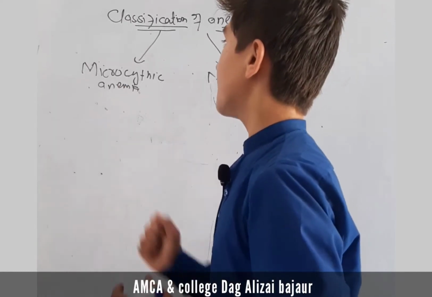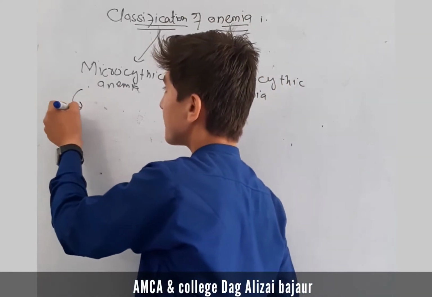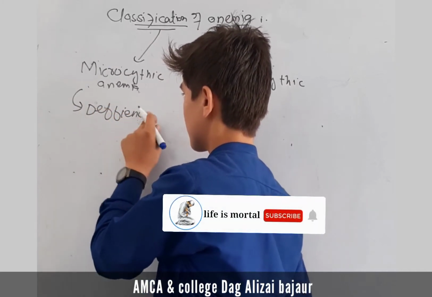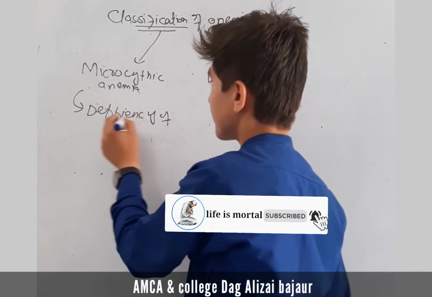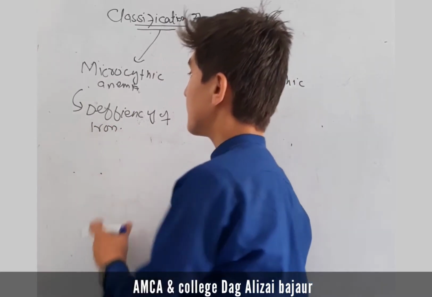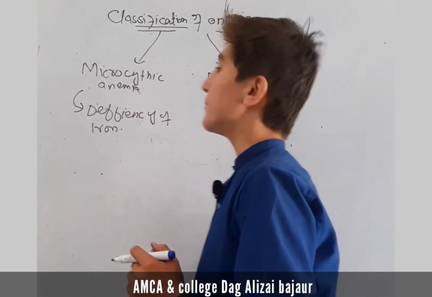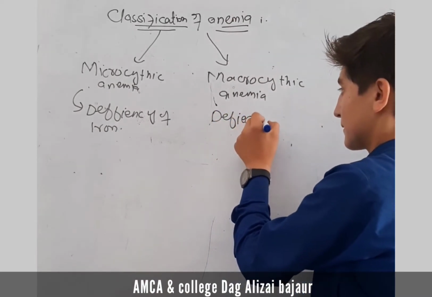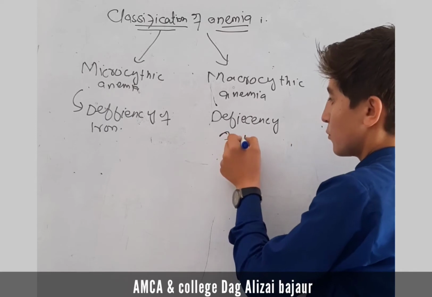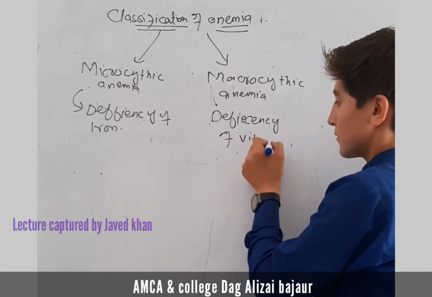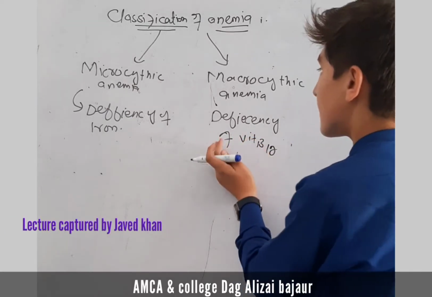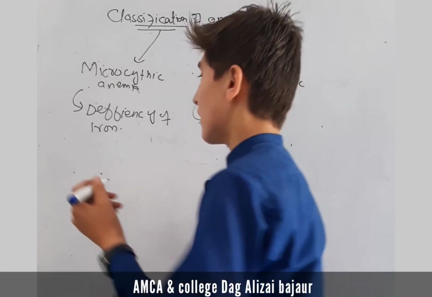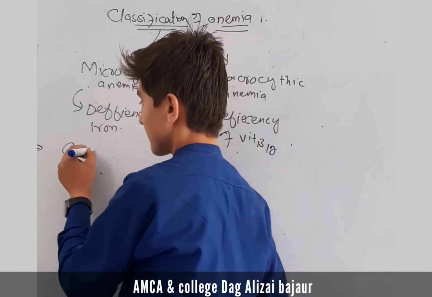How can microcytic anemia perform when deficiency? When deficiency of iron is called microcytic anemia, and deficiency of vitamin B12 is called macrocytic anemia. Now, causes of anemia.